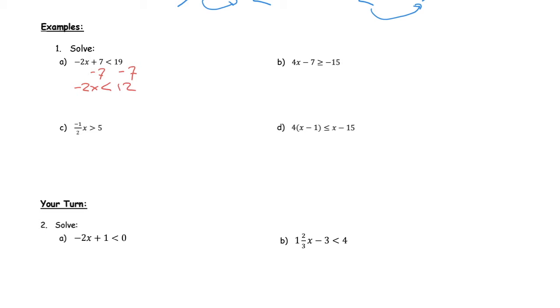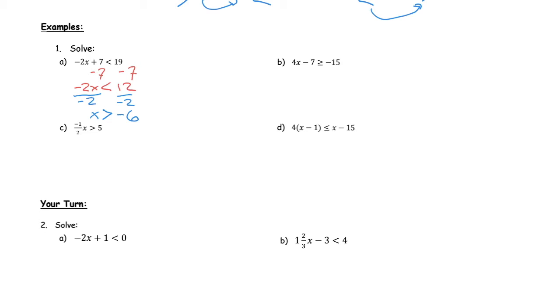And now to get the x by itself, I'm going to divide by negative 2. Now, we were talking about this just a moment ago. When we divide by a negative, that is when the sign changes direction. So instead of being less than, it'll now become greater than. And 12 divided by negative 2 is going to be negative 6.